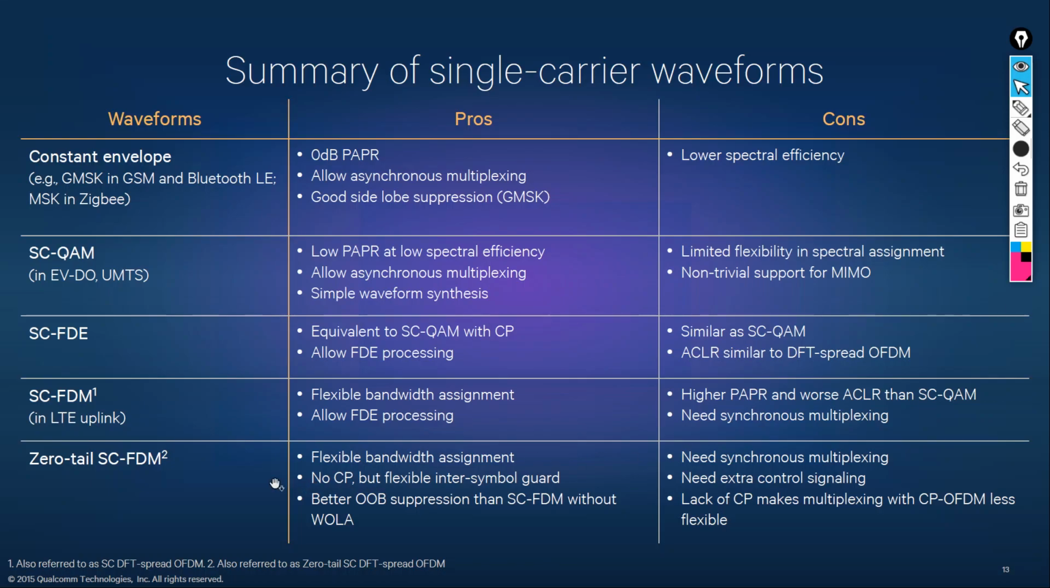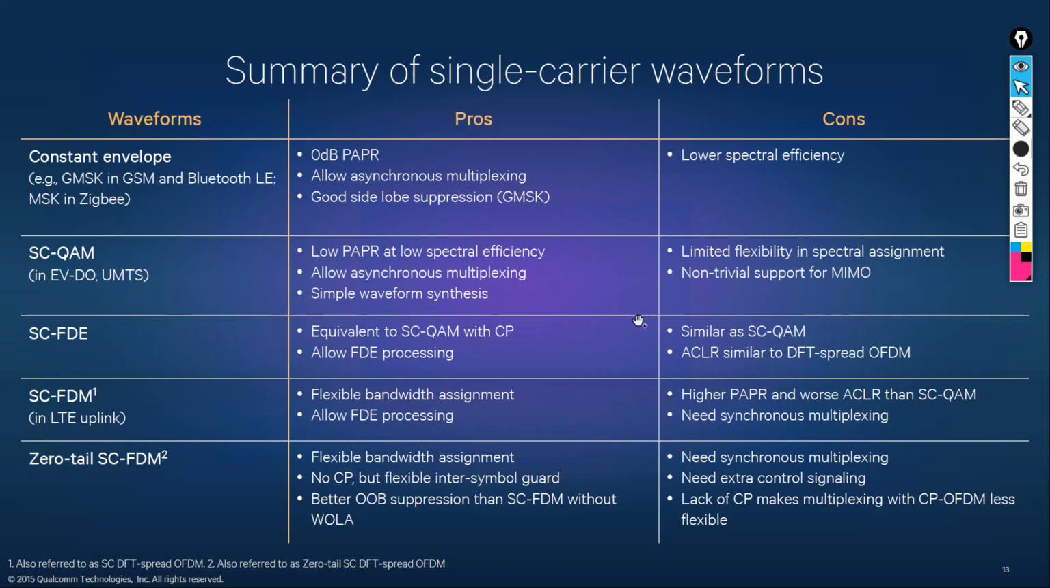And the last waveform, single carrier waveform, zero tail single carrier FDM: flexible bandwidth assignment, no CP but flexible intersymbol gap, better out-of-band emission suppression than the previous one. But the disadvantages: it needs synchronous multiplexing, needs extra control signaling, and the lack of CP makes multiplexing less flexible. So these are the key advantages and disadvantages for the waveforms related to single carrier.